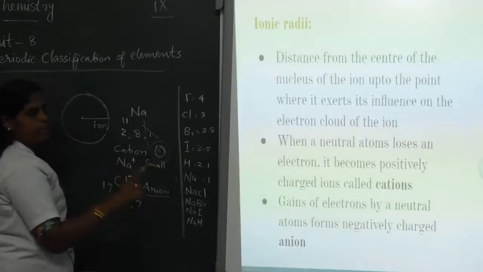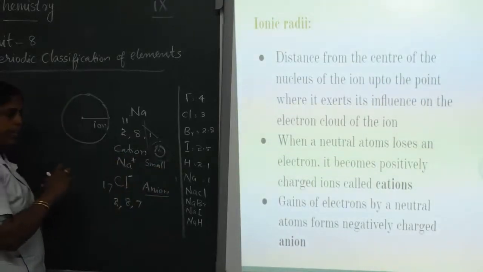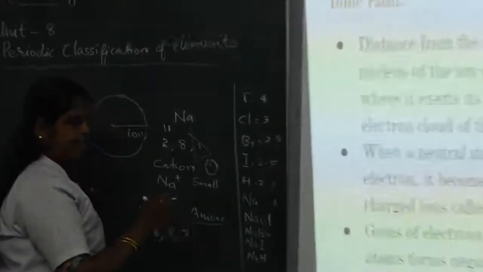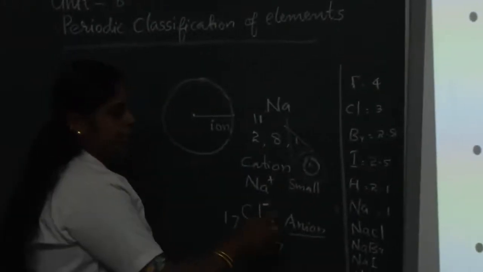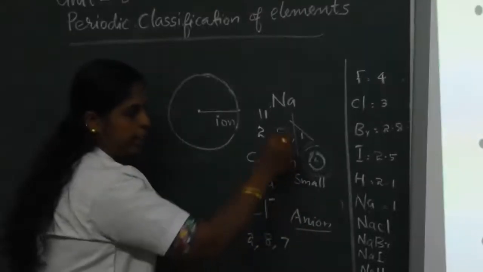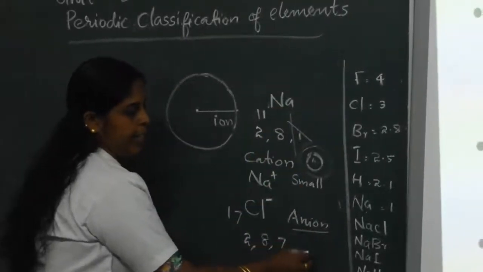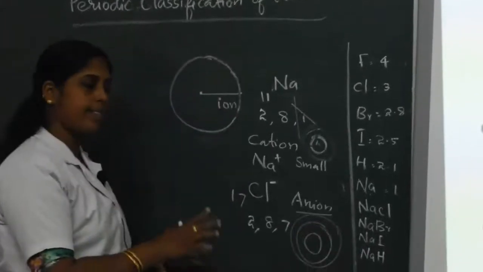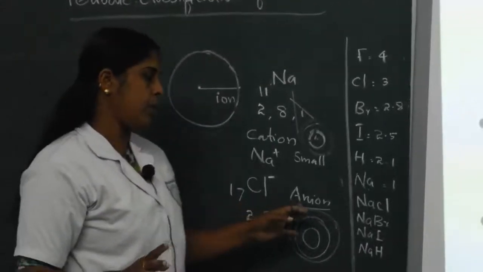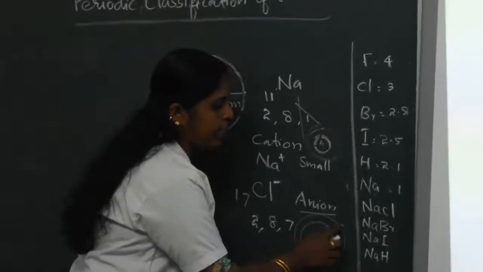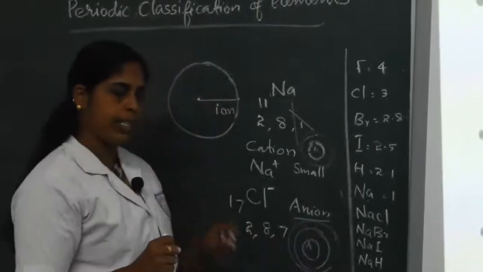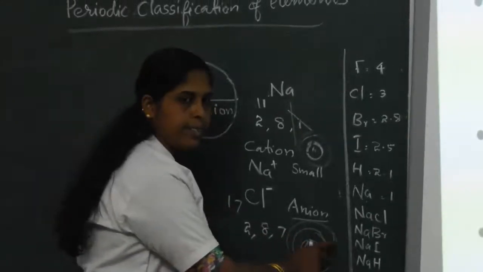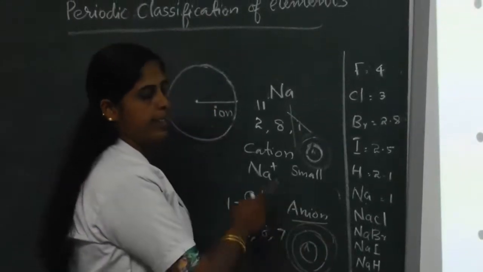Smaller size means the nucleus can hold all the electrons together, and the radius and size are decreasing. In the case of anion formation, from top to bottom, extra valence shells are added, so the size is increasing for the anion. The nucleus can't hold all the valence shell electrons together. It is very difficult to hold all the electrons, so the size is increasing in the case of anions.